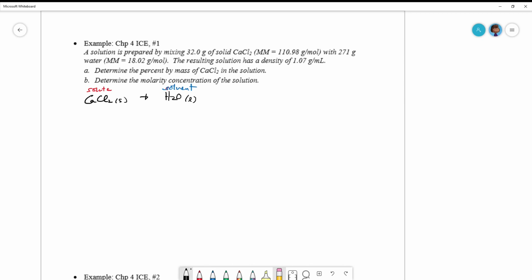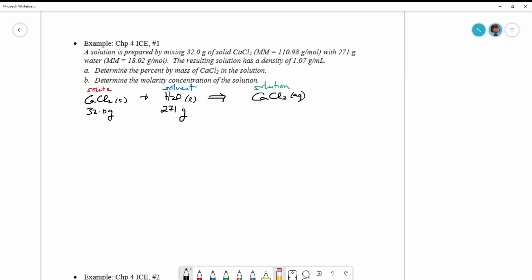And, well, we know the quantities. We know that we're mixing 32 grams of calcium chloride together with 271 grams of water. Now, what happens when we mix these substances together? We make a solution. We make calcium chloride aqueous. And this is our solution.